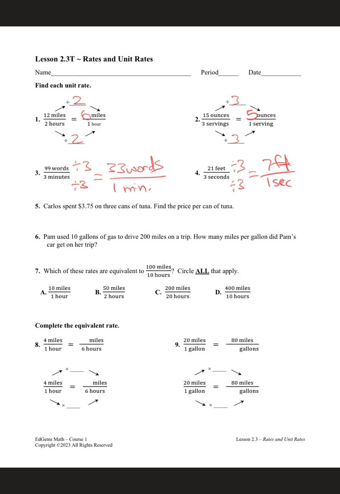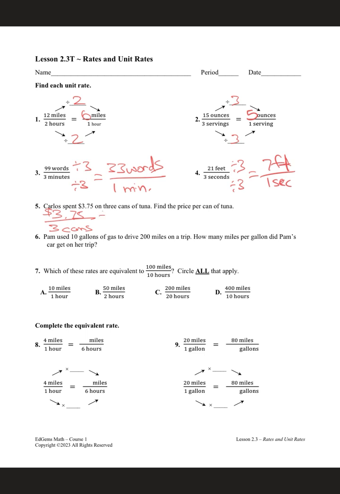All right, number 5. Carlos spent $3.75 on 3 cans of tuna. Find the price per can of tuna. So let's go ahead and rewrite this. So it's $3.75 for 3 cans of tuna.